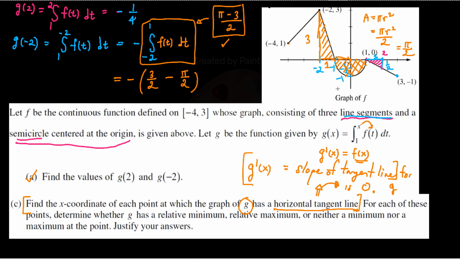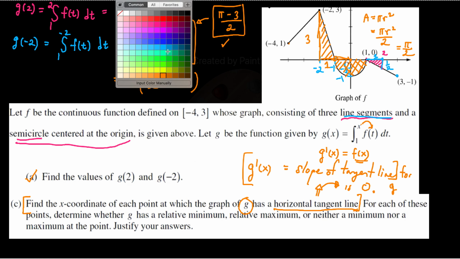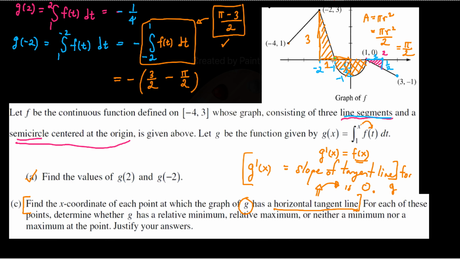So I want to find out when f of x is 0. And I just look at this graph and I say, well, f of x is 0 when x equals negative 1, and when x equals 1. That's the only time that this curve hits the x-axis. That's the first part of this question.